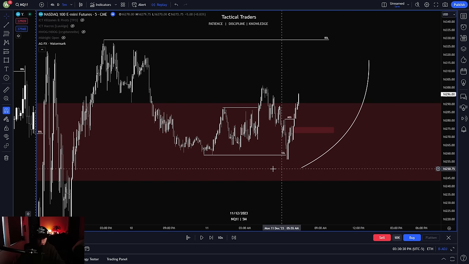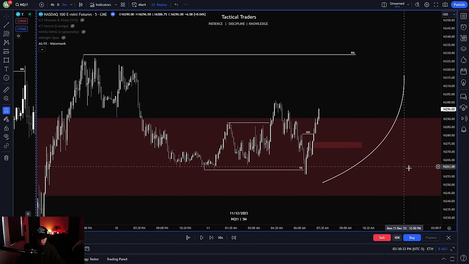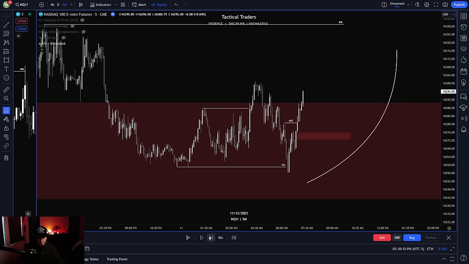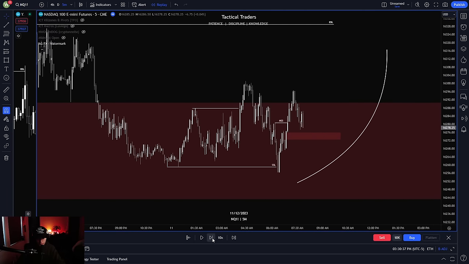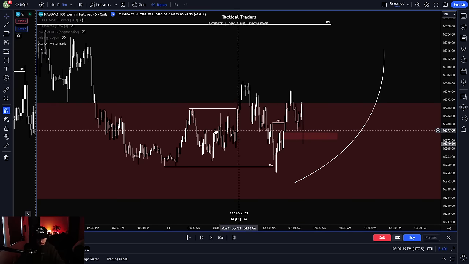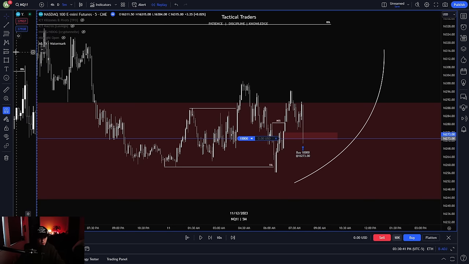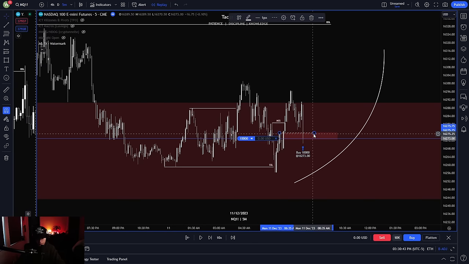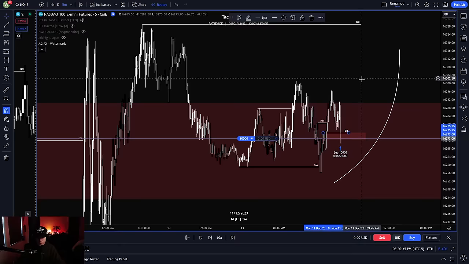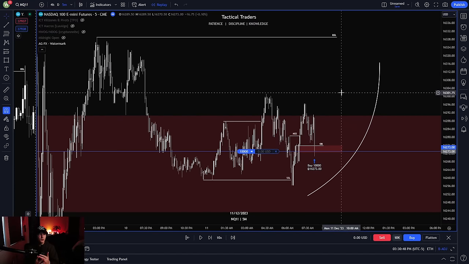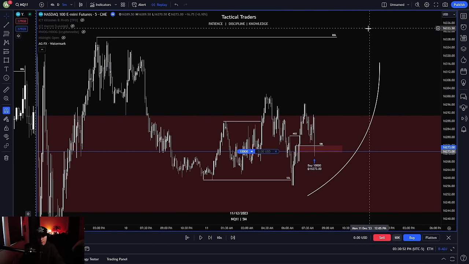We have our manipulation move at the low. We get displacement up. What am I now looking for? A pullback to a fair value gap. It pulls back to the fair value gap as well as the order block. Right here. Take a look at this. Why would this work? Think about it.